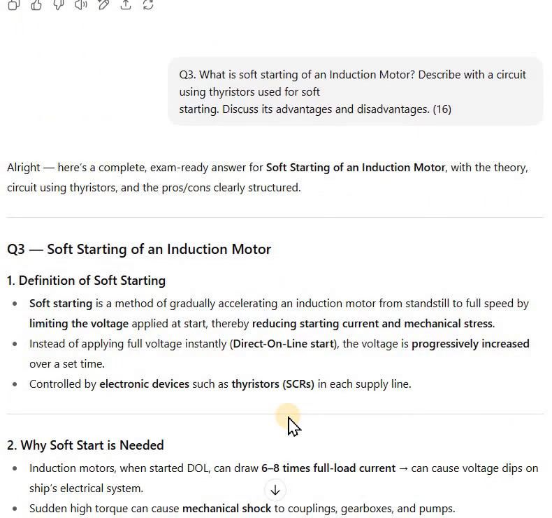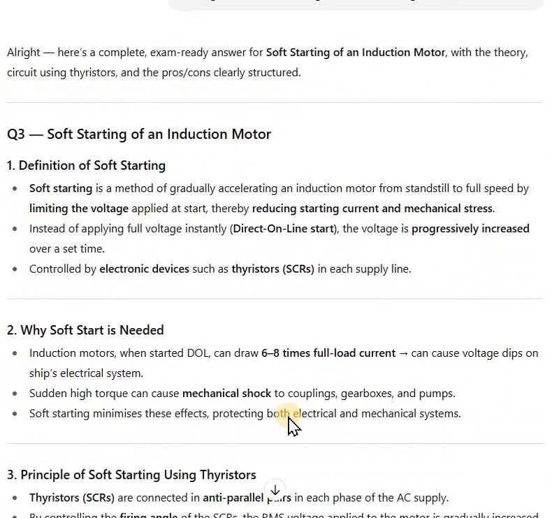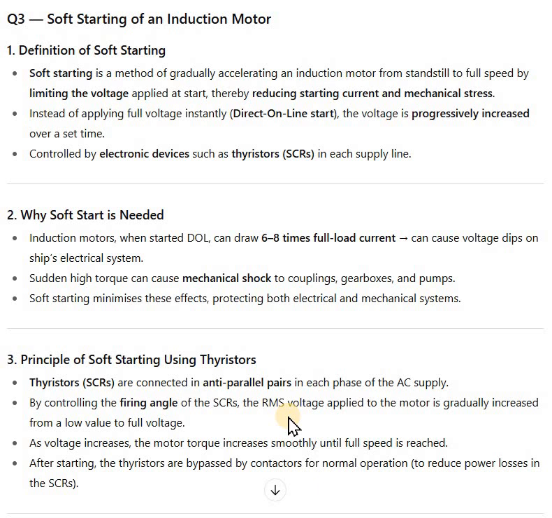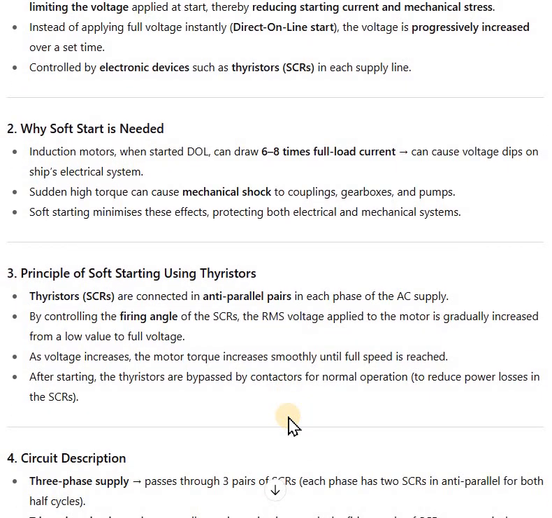What is soft starting in an induction motor? Describe with a circuit using thyristor used for soft starting. Discuss the advantages and disadvantages. Definition of soft starting: soft starting is a method of gradually accelerating an induction motor from standstill to full speed by limiting the voltage applied at the start, thereby reducing the starting current and mechanical stresses. Instead of applying full voltage instantly like DOL, the voltage is progressively increased over a set time. It is controlled by electronic devices such as thyristors in each supply.